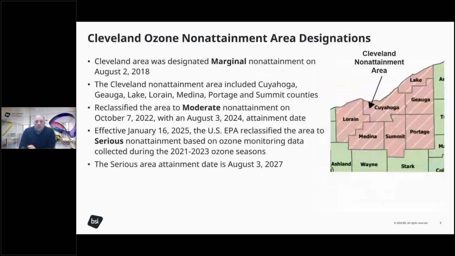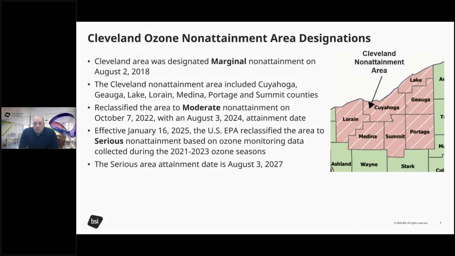So specifically for Cleveland, on August 3rd, 2018, it was designated as a marginal non-attainment area. Then, based on monitoring data from 2018 to 2020, the Cleveland area did not attain the standard by the August 3rd, 2021 deadline. Therefore, in October of '22, the Cleveland area was officially reclassified from marginal to moderate non-attainment, and was required to meet the standard by August 3rd, 2024.